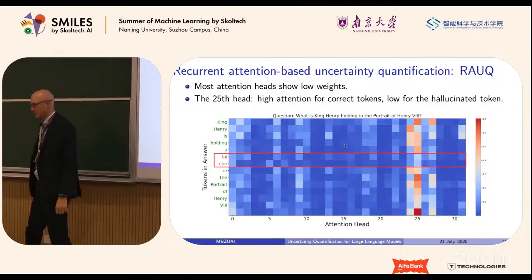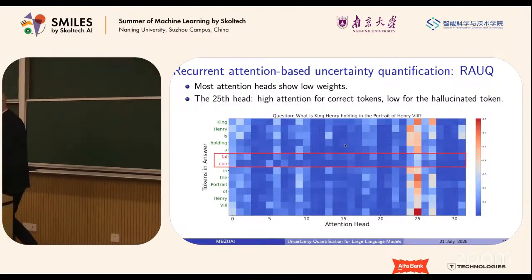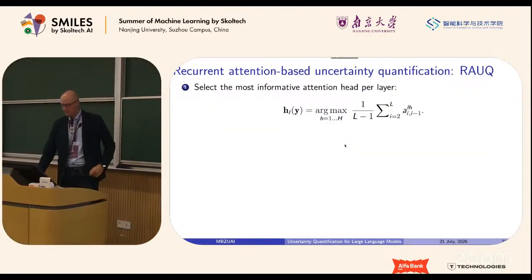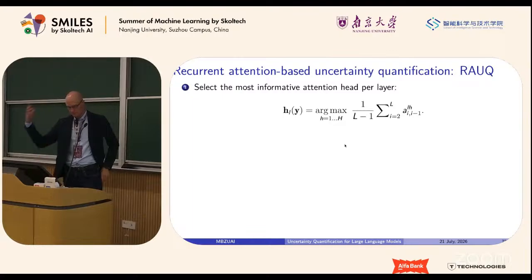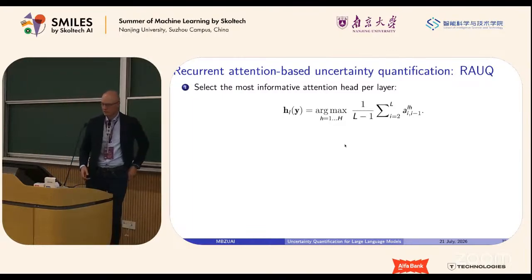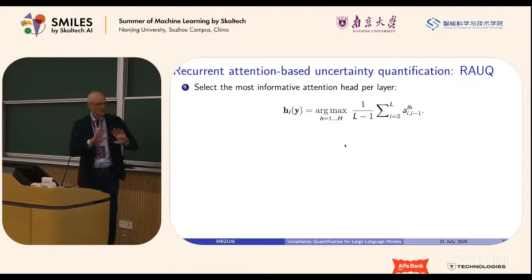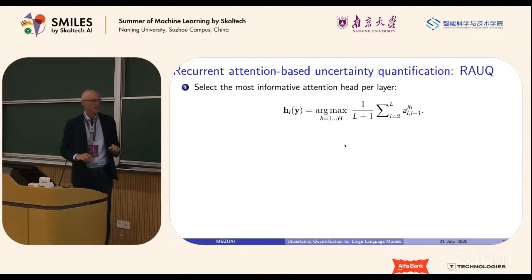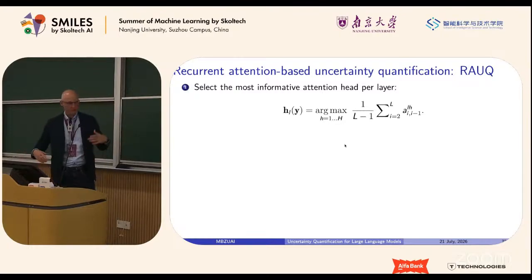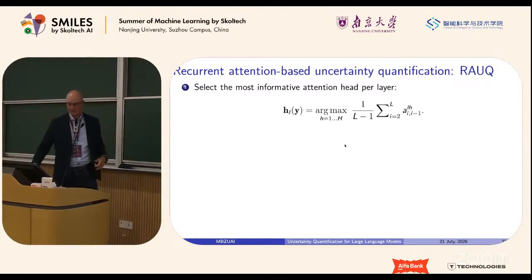So that's one of the patterns that we found in attention that led us to a very simple technique that gives us pretty good results for the single generation of a language model. So we don't need any sampling. We don't need any large overhead. We just use this attention pattern to find hallucinations.